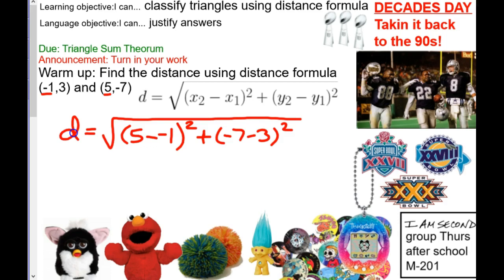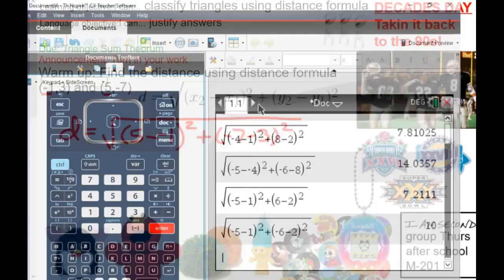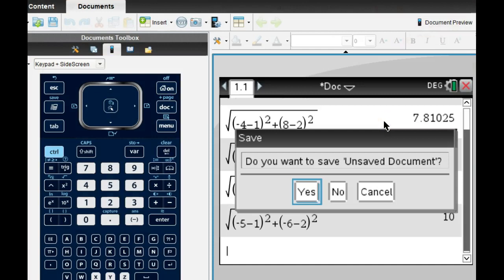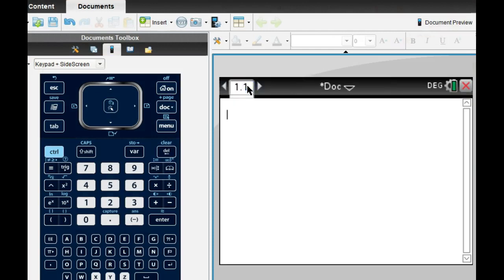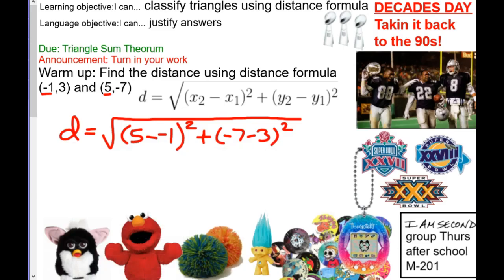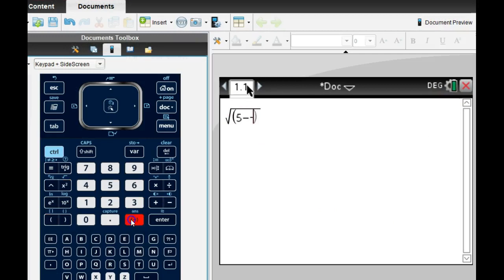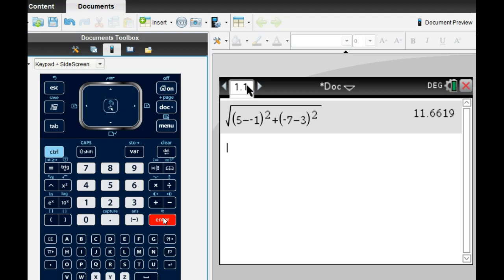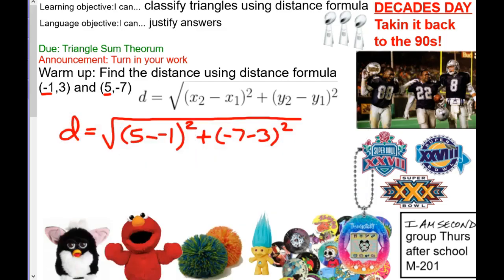Okay, so if you got that, then you can plug it in, get your answer. So let's do that. Okay, 5 minus -1. And then -7 minus 3. 11.66. All right, so y'all are able to type it in to get your distance. So make sure you have that written down. And I'm going to pass out your note sheet.